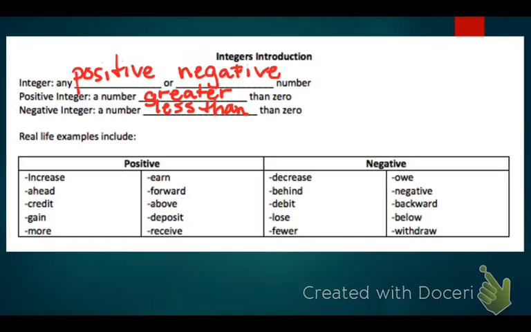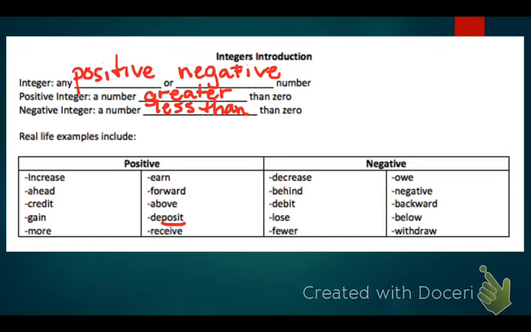Gain. More. If you earn something, you're getting money, so that's positive. Moving forward, above, and deposit, which already has part of the word positive in it to help you remember. And if you receive something, that's positive.